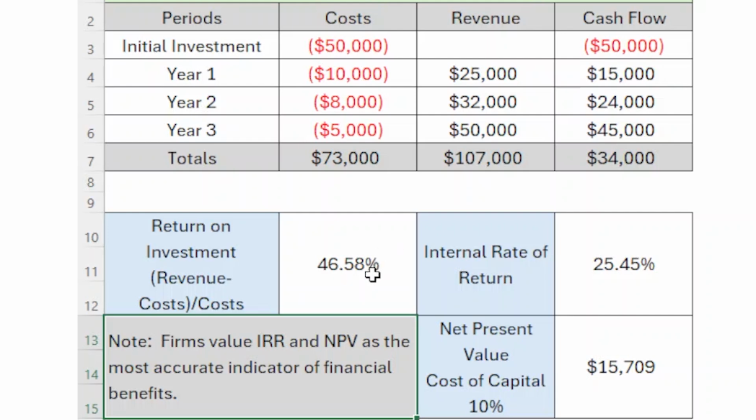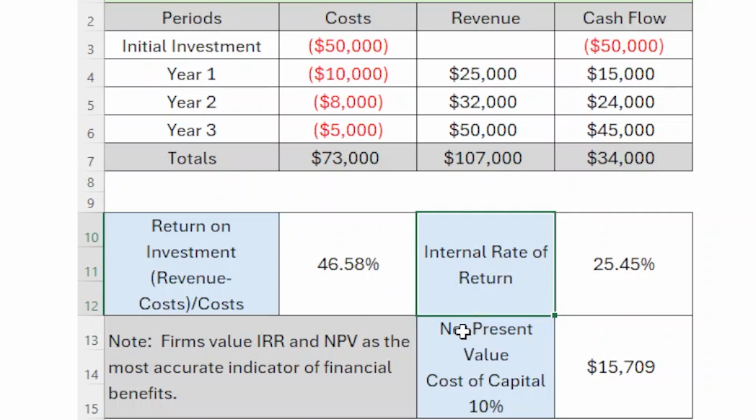Note, return on investment calculations do not consider the time value of money. Now let's turn our attention to another key financial metric, internal rate of return, or IRR. Good news, there is a formula for internal rate of return, or IRR.